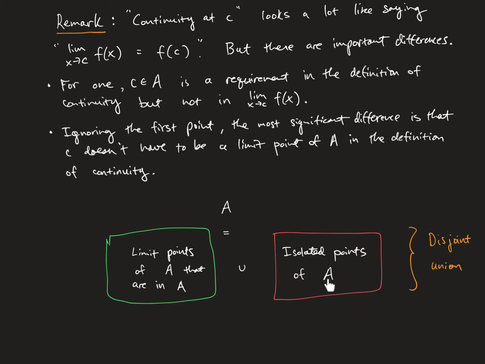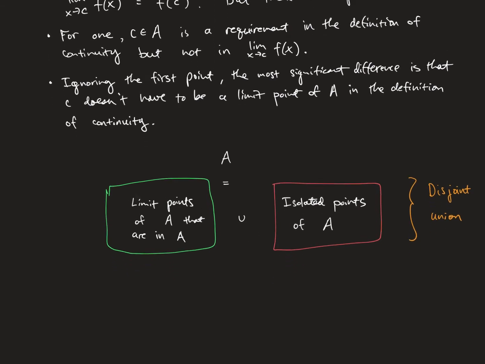An isolated point of A is a point in A that has a little neighborhood around it, such that that point is the only thing in that neighborhood, in that little epsilon ball around it. Whereas if you have a point in A that's a limit point, every epsilon ball around that point contains other points of A in it. Okay, so these are completely opposite notions.